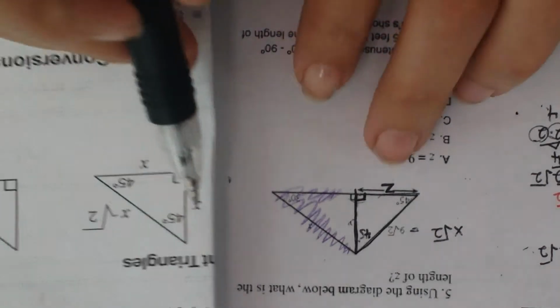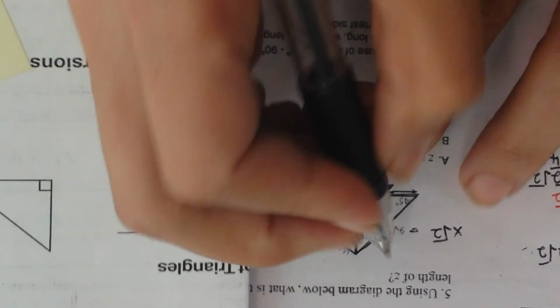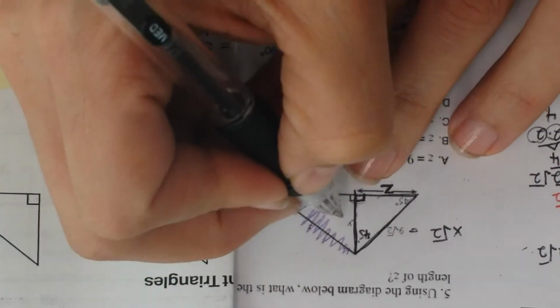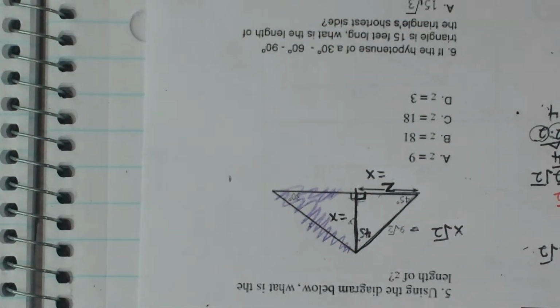Okay. All right, then opposite of 45 is x, so z is equal to x. Opposite the other 45 is also x. y is equal to x. All right, and then we solve this problem.